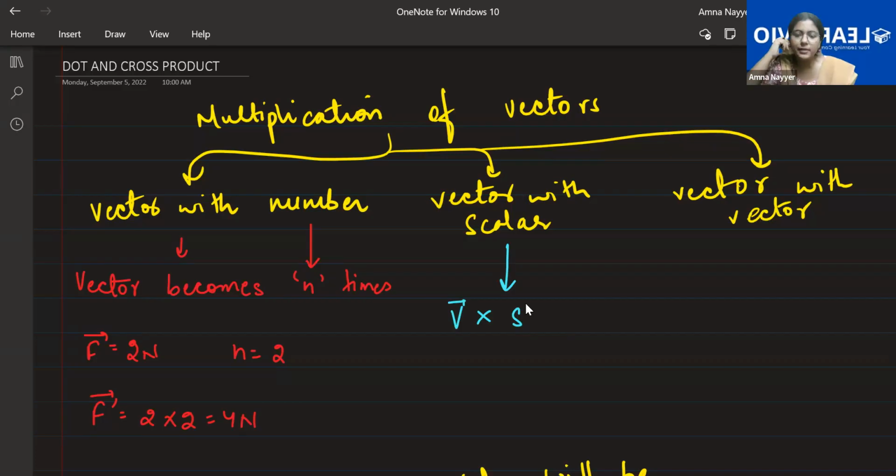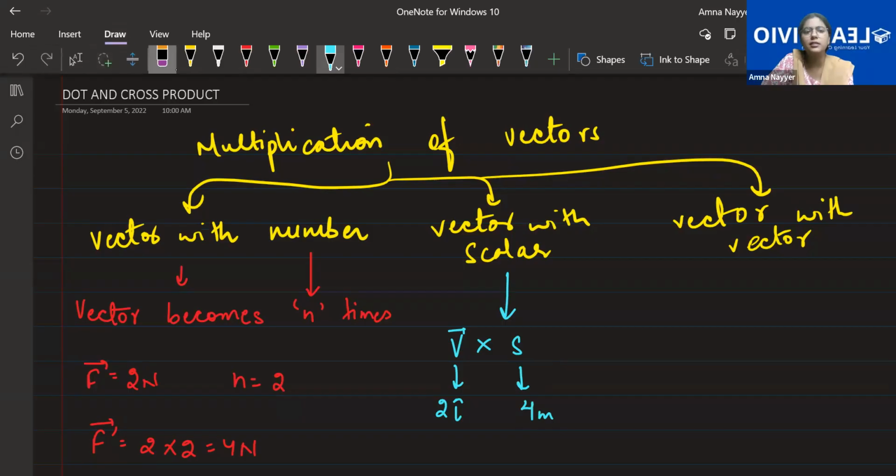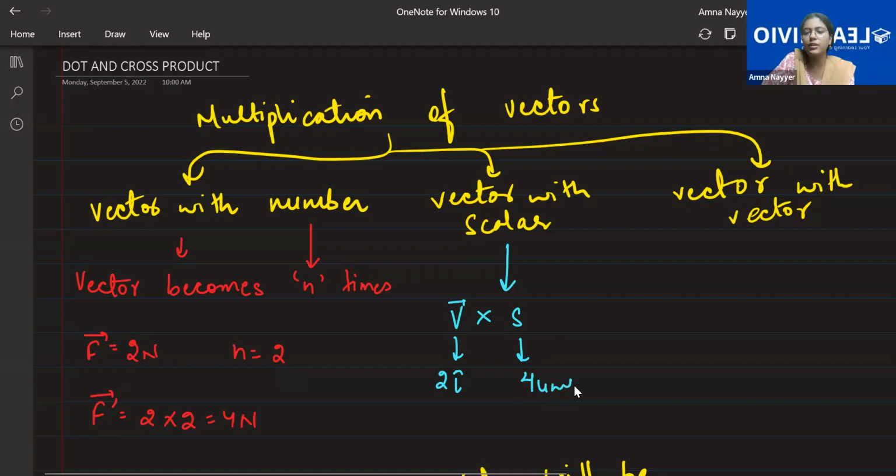Let's say your displacement is being multiplied. So whatever is the product, it will be put as it is. Like let's say there is one vector whose value is 2 I cap, and there is one scalar whose value is, let's say, 4 units. Let's not write it for distance, let's write it generally. This is some 4 units scalar quantity, and this is 2 I cap. On multiplying, it will become 2 into 4, that is 8 I cap units. All the things will get multiplied.